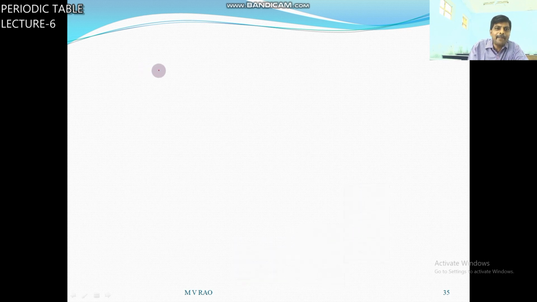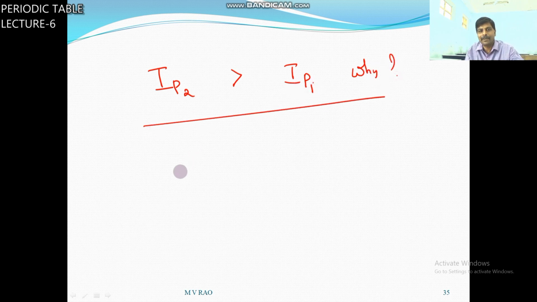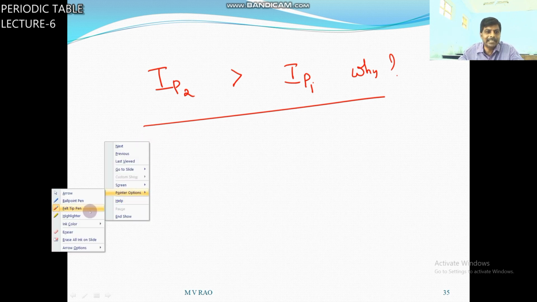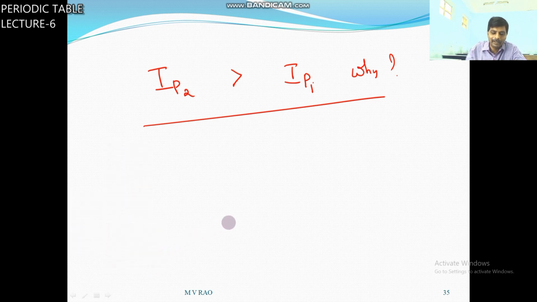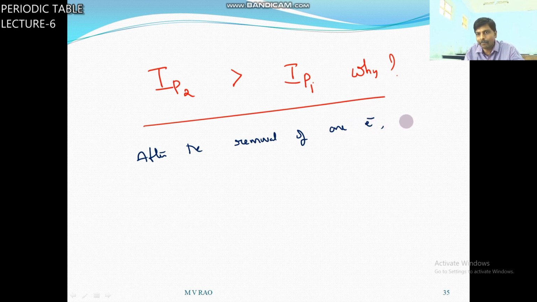One more question. Why is IP2 greater than IP1? The second IP is greater than IP1. What is the answer? This question is also important. The second ionization potential is greater than the first ionization potential. Why? After the removal of one electron, a unipositive ion is formed.